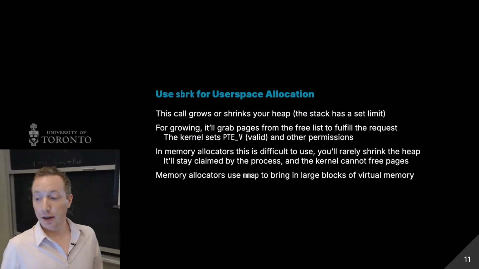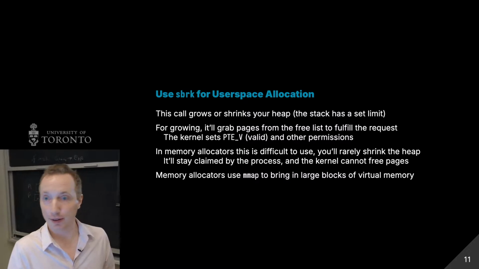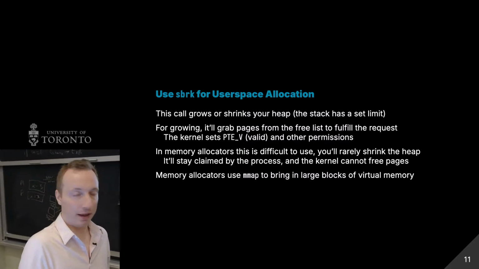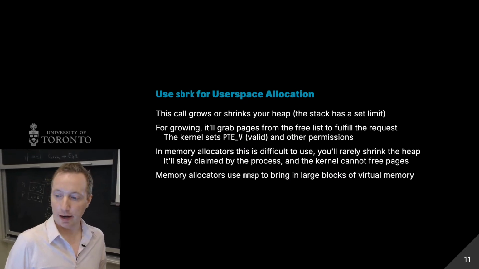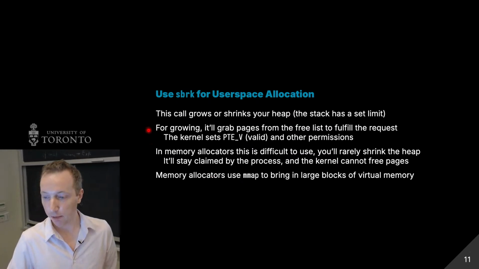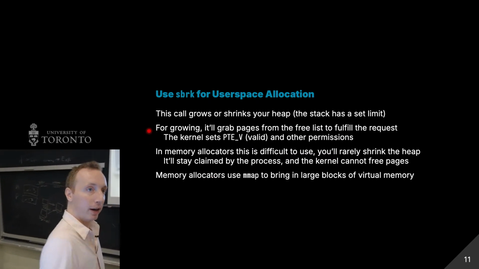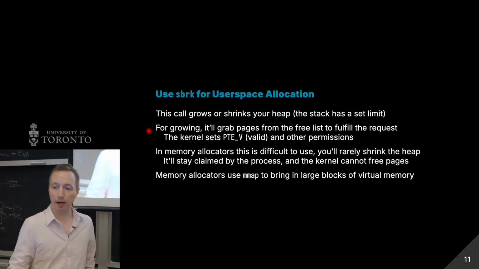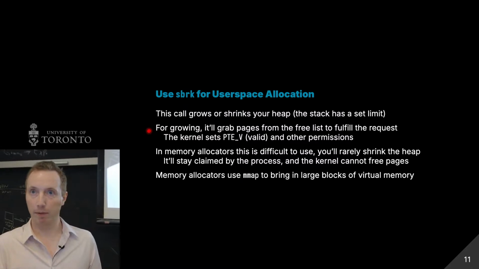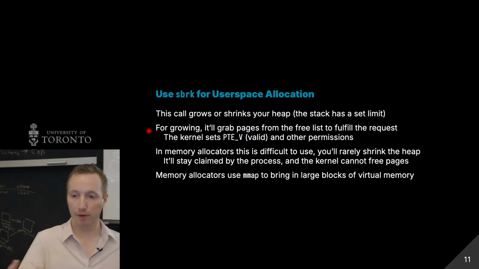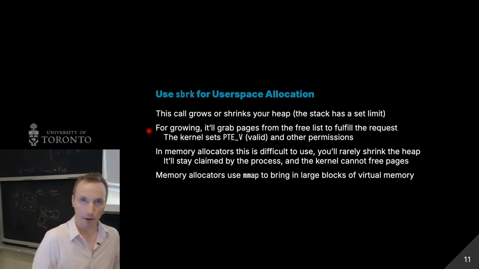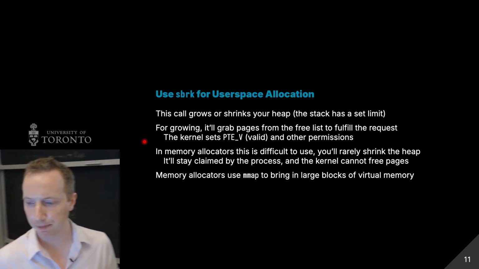So that sbrk for user space allocation that resizes a heap, right? That was a system call we saw libc use. That's what malloc uses, and it will grow or shrink your heap. And how it works at the kernel level for growing, all it does is grab more pages from the free list to fulfill that request. And the kernel can just set up the page table so that it has valid entries that point to those new pages it gets, and whatever other permissions, read, write, things like that.